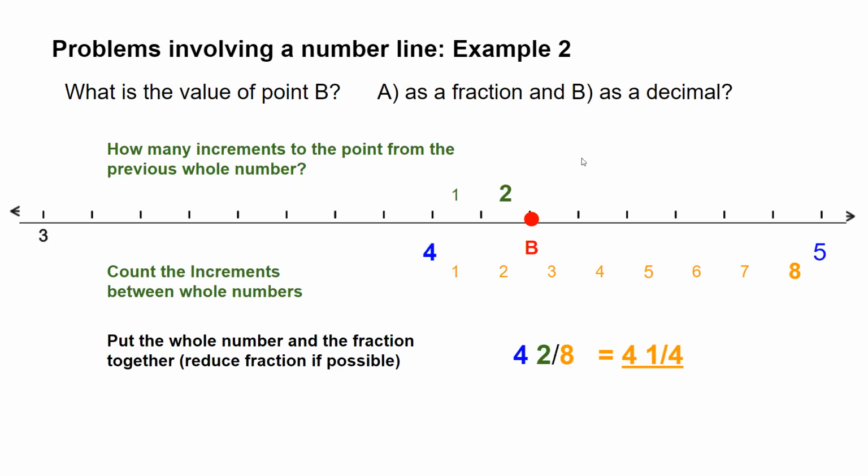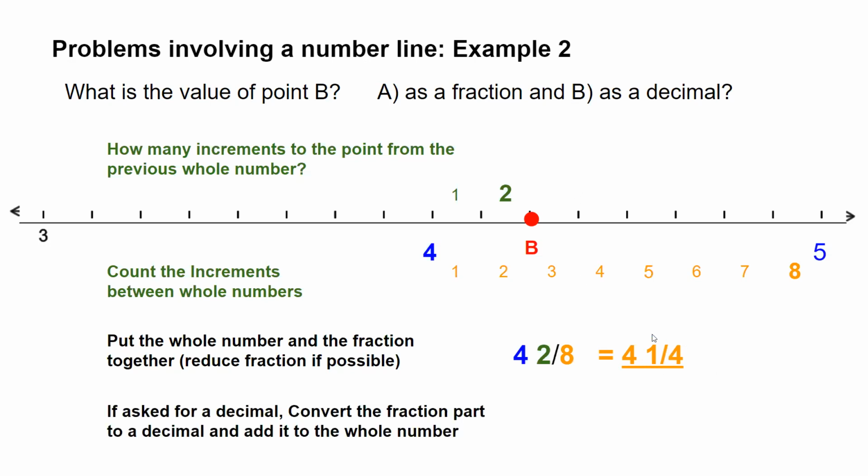Now let's convert that into a decimal. We look at this fraction part. We divide that. 1 divided by 4 is 0.25. We add that to the number 4, and our answer is 4.25.